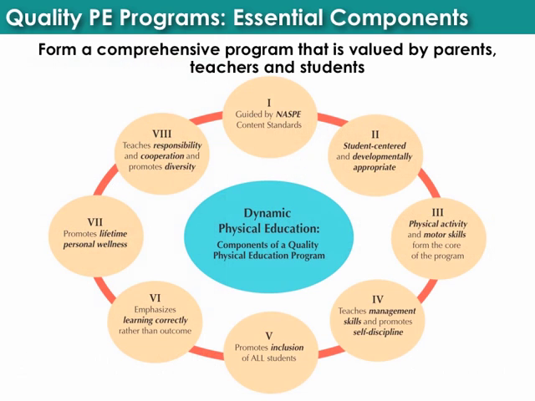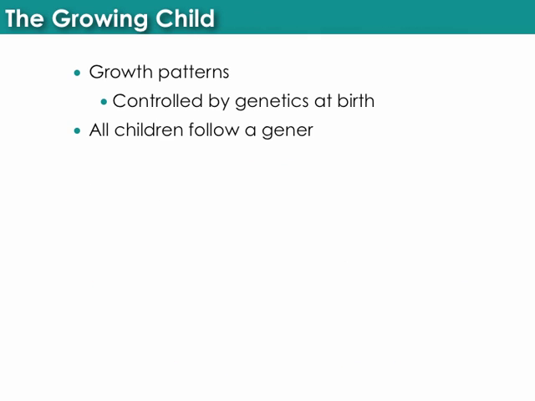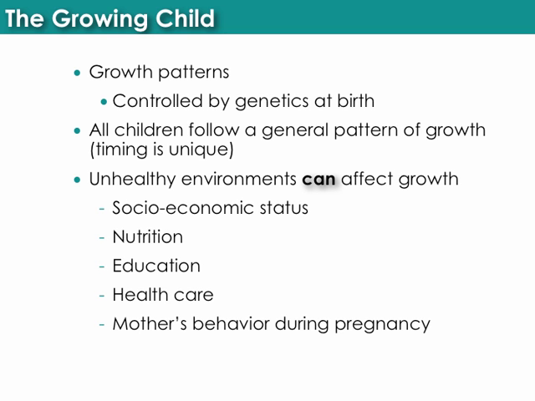Chapter 2 begins with a review of the 8 components of a quality PE program. We will review these throughout the course, so I will not spend time on these right now. I do want you to understand the basic growth patterns of a child. A child's growth and development is determined by genetics.